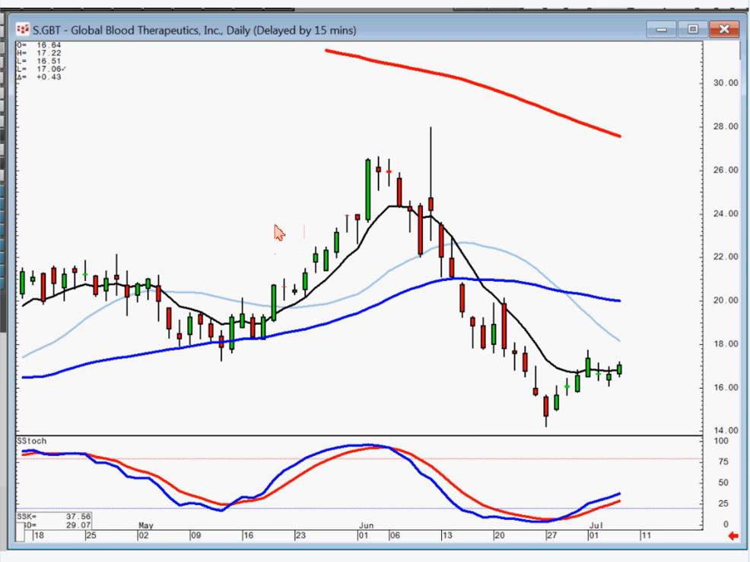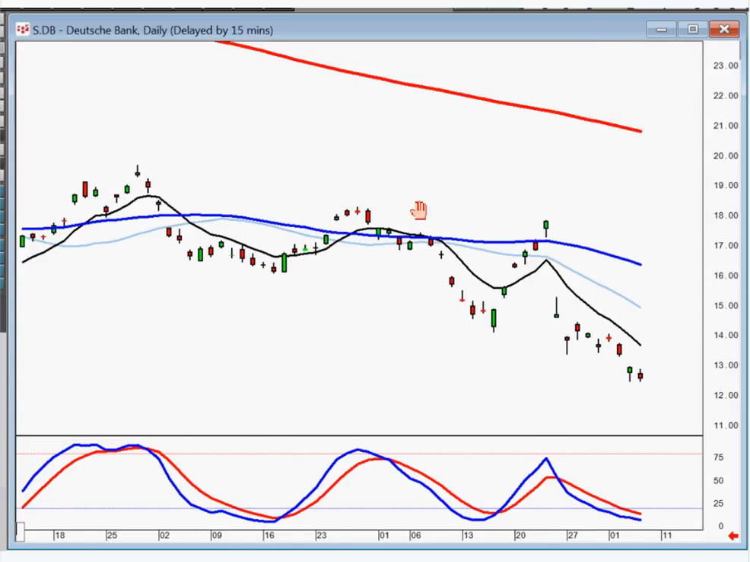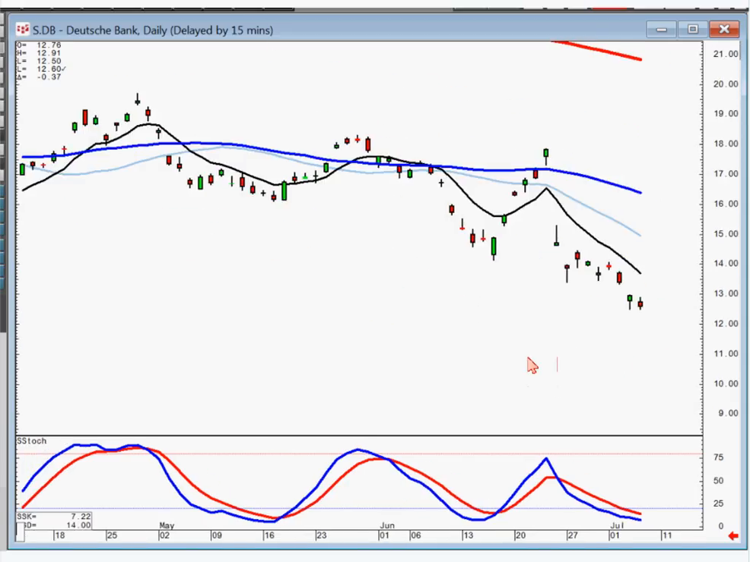GBT, you can be buying this one on positive trading. As long as it stays above the T-line, you can kind of see the little stutter step in here. The pullback wasn't very aggressive. Deutsche Bank, just stay short on this one. It's hard to trade because of the trading overseas, but right now you want to be staying with the downtrend.